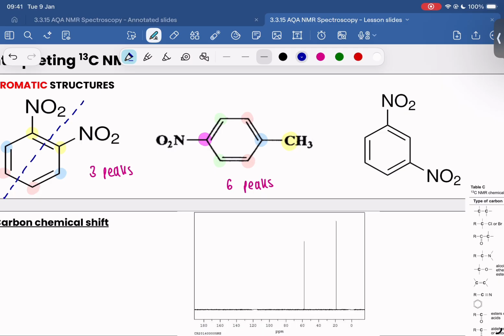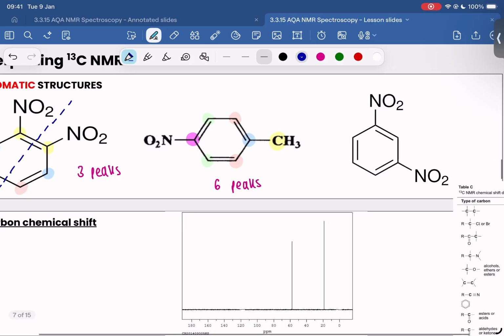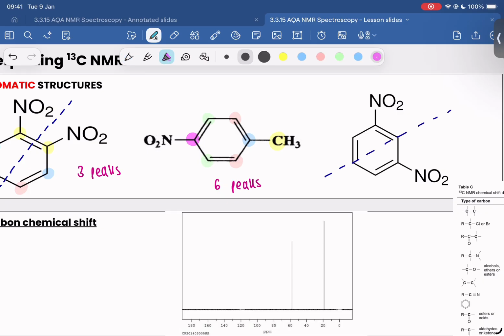Looking on the far right, I'm going to draw a line of symmetry for this one as well, because you can, from the center here. And then I can use that to work out the different carbon environments. So I can see here that this carbon environment and this carbon environment are the same. This carbon environment is going to be different. This carbon environment and this carbon environment are the same. And this carbon environment is different.